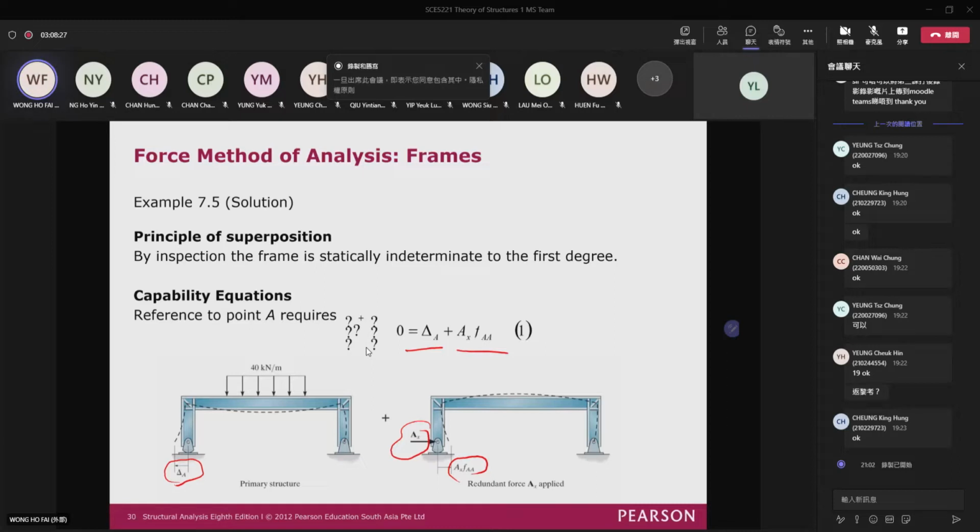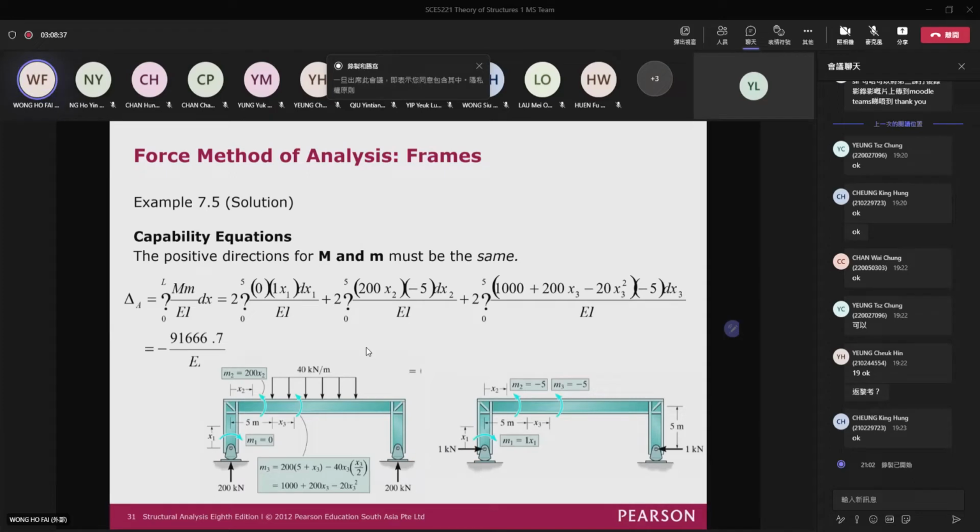Now then the delta A actually can be found by using the virtual work method. FAA can also be found by using the virtual force method. Now I don't want to go into very much detail. Now this one is the integration. Sorry about that. Sometimes it will have the wrong displays if it is something in Excel.